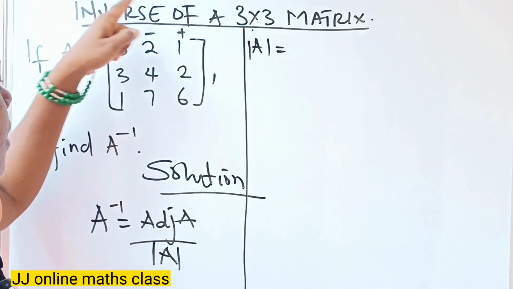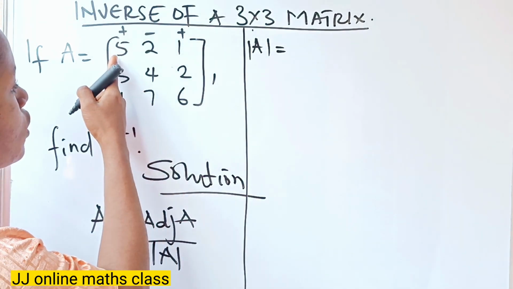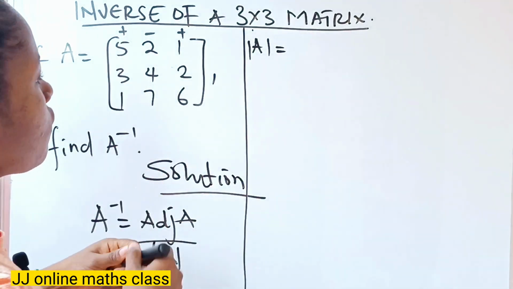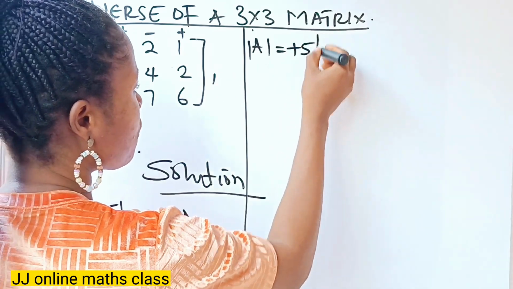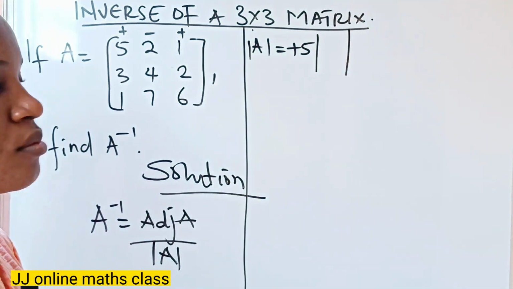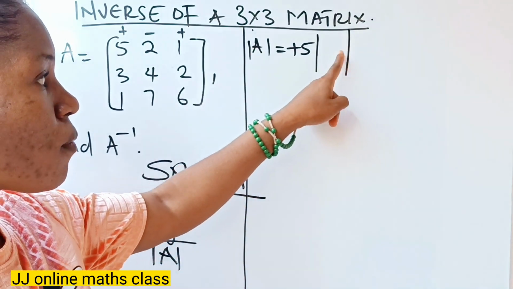So to get the determinant of this particular matrix, the first number is going to be plus 5, because there is a plus on top of the 5. Then we are going to open a determinant bracket for a 2 by 2 matrix that we are going to form here.